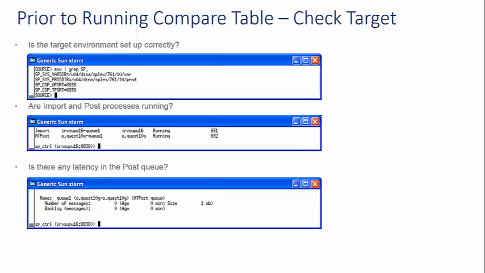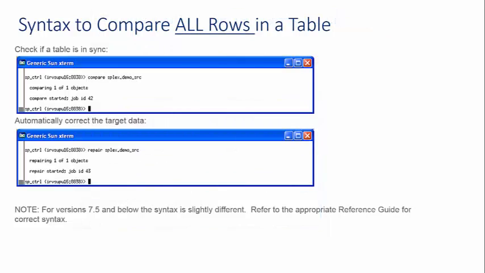On the target, also make sure the environment is set correctly. Also make sure all the processes are running and the queues are relatively empty. Now we are ready to run compare. Compare is always run on the source database server in SP control. The syntax is compare source schema name dot source table name. If you want to automatically correct the target data, issue the repair command. The syntax is as follows: repair source schema name dot source table name.